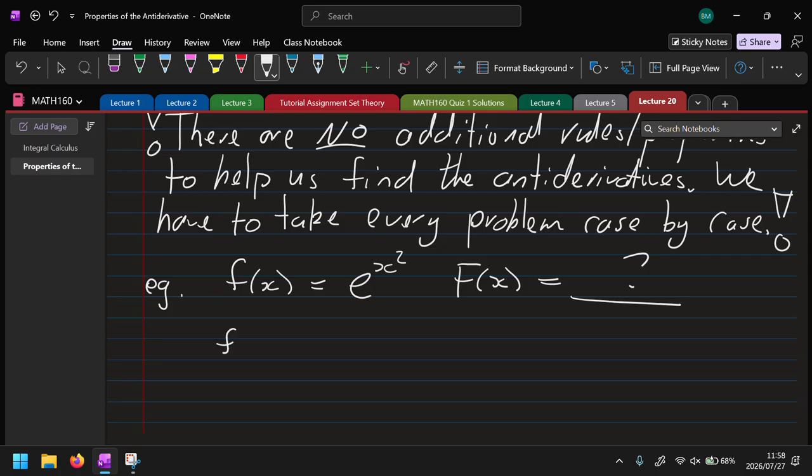Another example. Okay, sine of x squared. Derivative of this, very easy, chain rule. Antiderivative, you can't even write it down. Again, capital F of x. No clue how to write that down. No one knows.